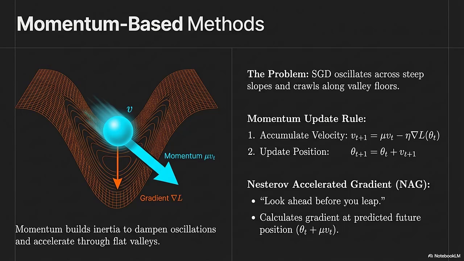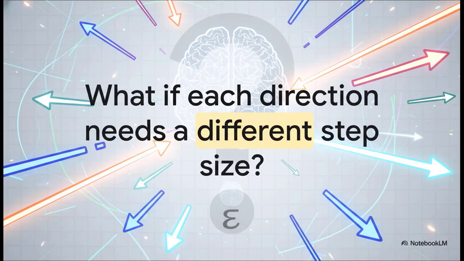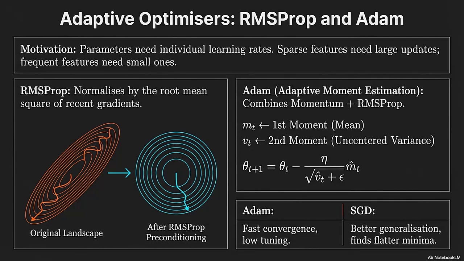Momentum is a big help, but it still uses one single learning rate, one step size for every single parameter in the model. But what if some parameters need big changes and others only need tiny adjustments? What if every direction in our huge, high-dimensional space needs its own unique step size? And this is exactly the motivation for what we call adaptive optimizers.